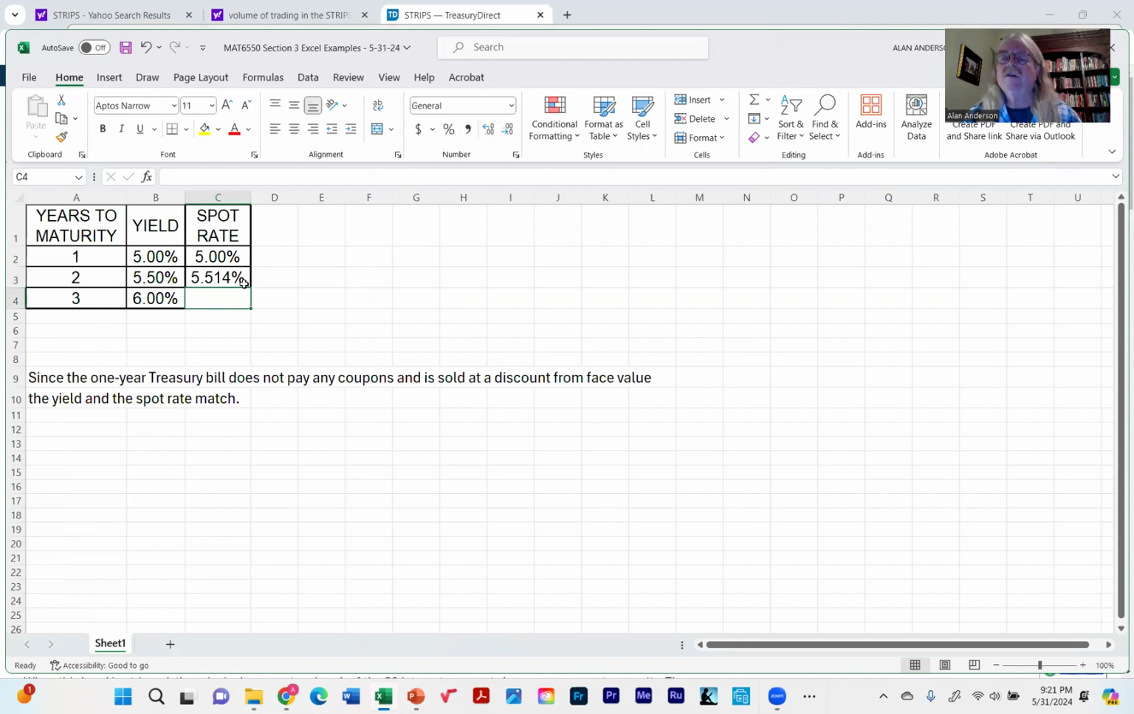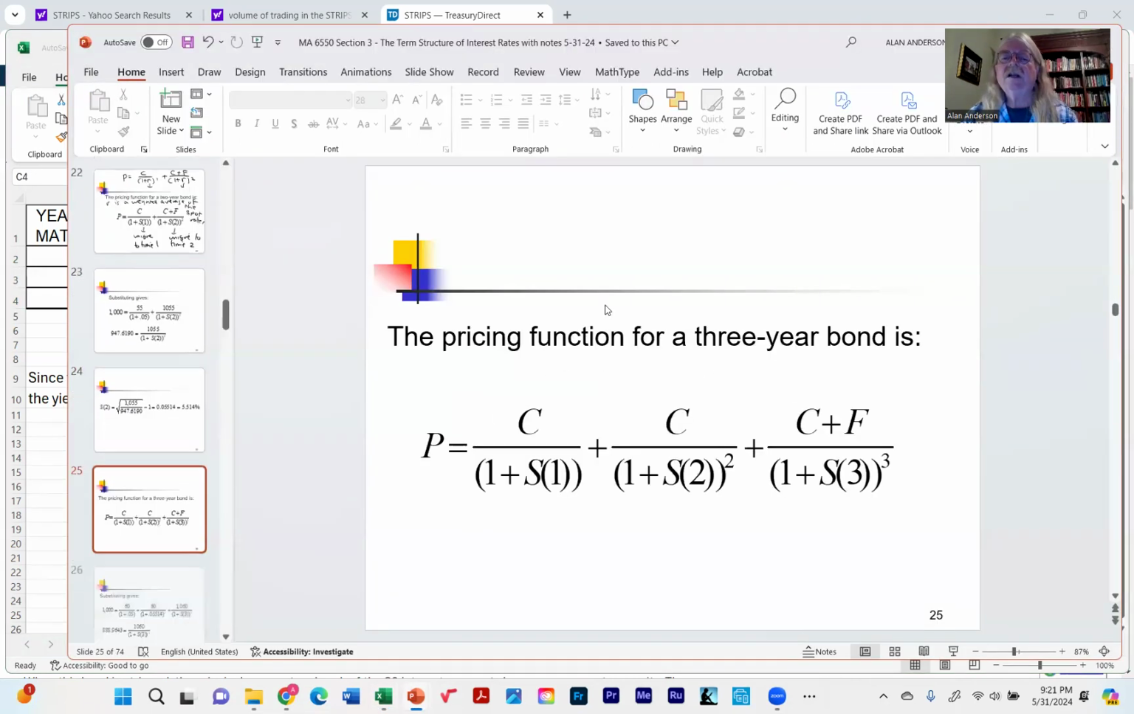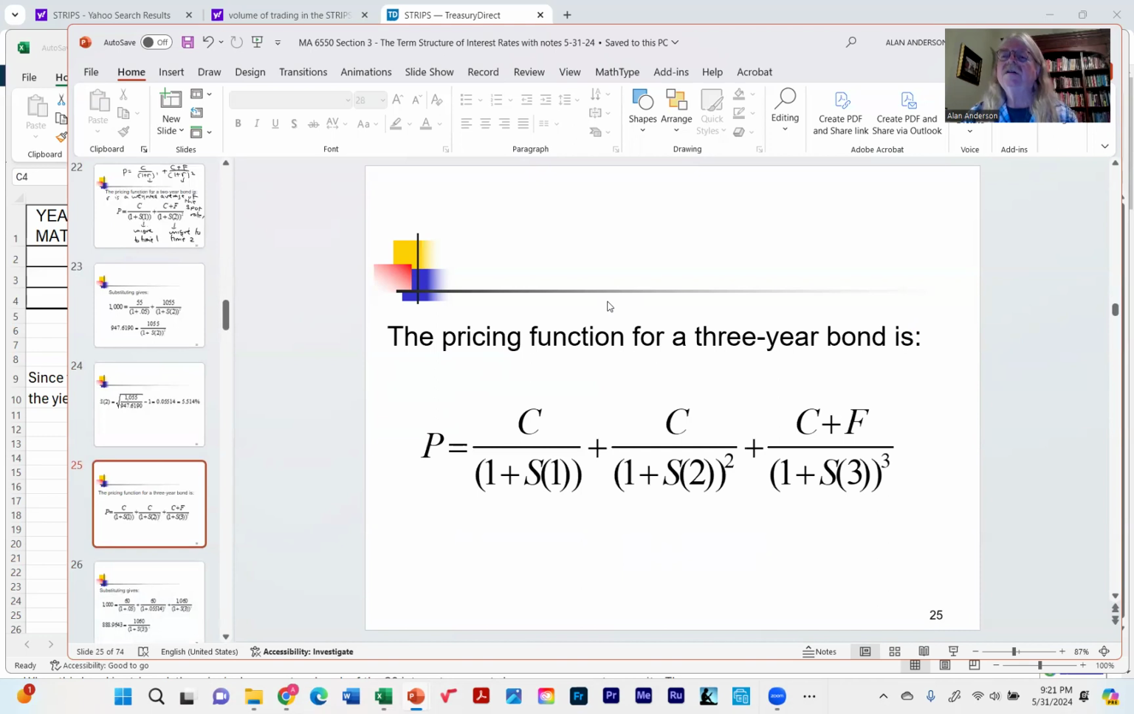Now, of course, for the third spot rate, we're going to do something very similar. We have to write out the pricing function for 3 cash flows, except this time we're using, of course, spot rates instead of yields. Whereas with yields, it would have been the 3-year yield applied to each of these.